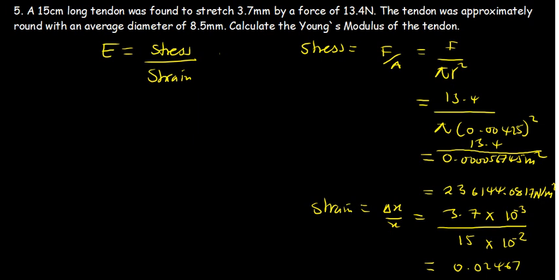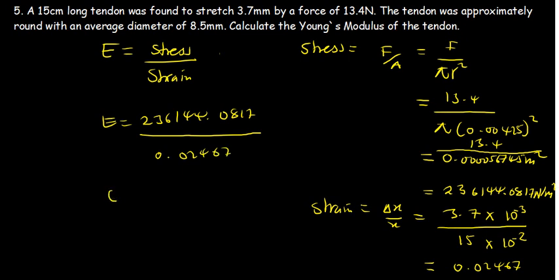0.02467. Therefore, Young's modulus is going to be equal to stress, 236,144.0817, divided by strain, which is 0.02467. Therefore, the Young's modulus is going to be 9.57 times 10 to the power 6 newtons per meter squared.